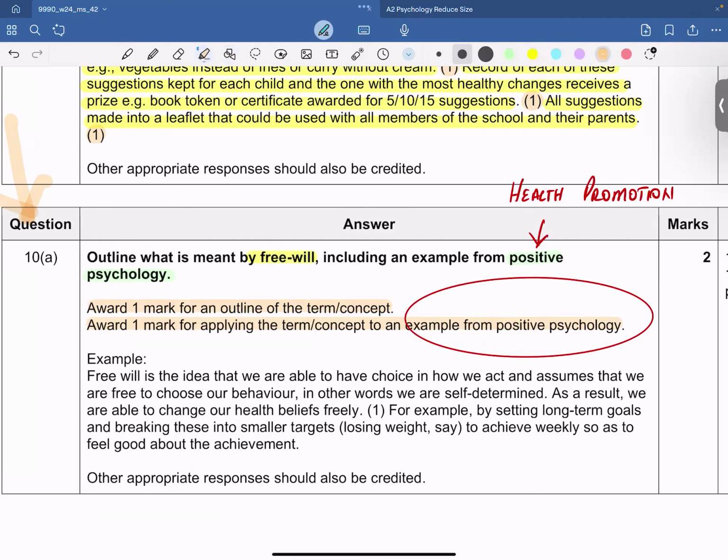Having a look at the example that we have in front of us, free will is the idea that we're able to have choice in how we act and assumes that we're free to choose our behavior. In other words, we're self-determined. As a result, we are able to change our health beliefs freely. For example, by setting long term goals and breaking these into smaller targets, say, for example, losing weight, to achieve weekly so as to feel good about the achievement. Now, over here, if you have a look at this example, we have not only outlined what the term free will means, but at the same time, you've given an example from positive psychology.